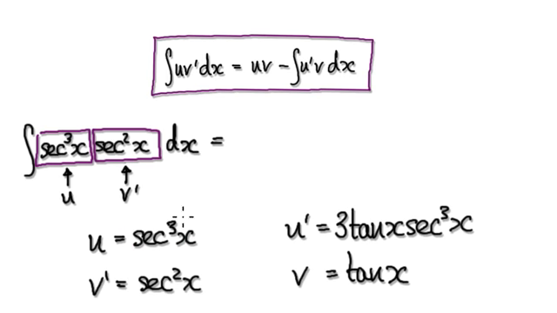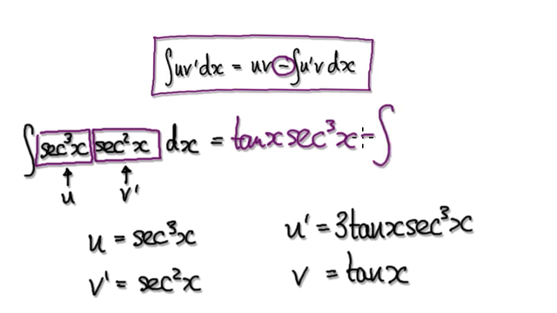Hang on, let me think. Sorry, let's start again. Integration by parts. To integrate this, you blindly follow this instruction here. You get u times v. So that will be tan x secant to power 3 of x, and then minus the integral.